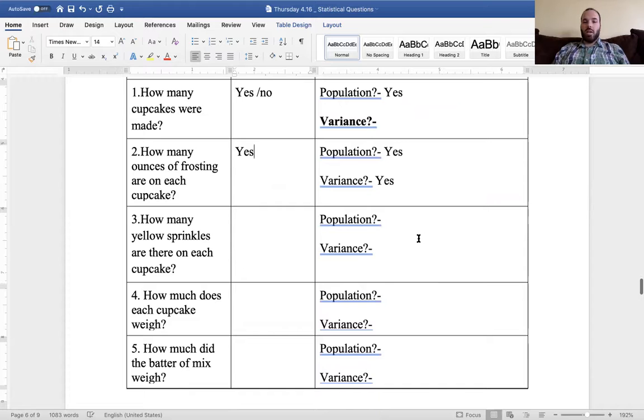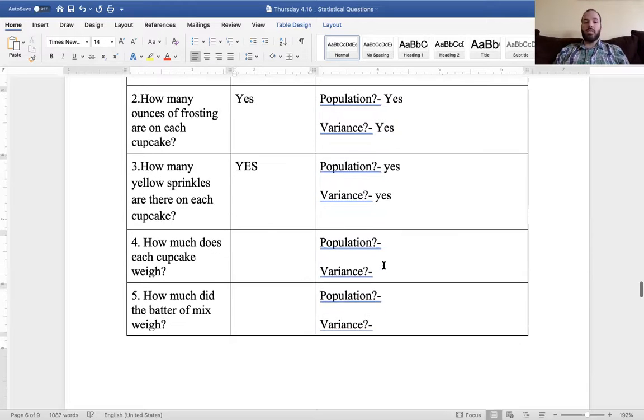How many yellow sprinkles are there on each cupcake? Population? Yes, more than one cupcake we're talking about. Variance? Yes, there's no way you could put exactly the same amount of yellow sprinkles on each cupcake. I know Mia's probably going to be like, well, you could count them out and do it. Yes, you could, but no one's actually going to do that. So yes, this is a statistical question because there is variance.